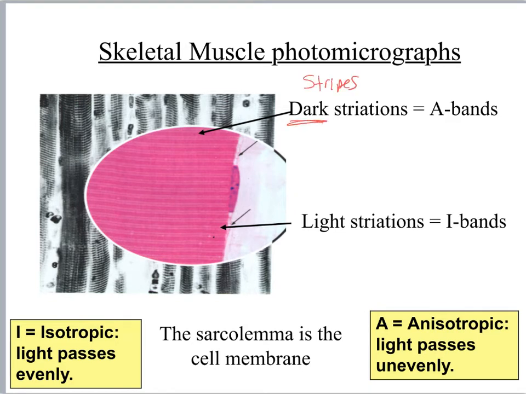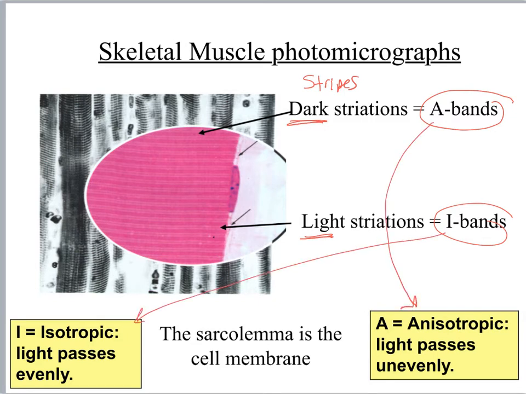And we're going to have a dark layer and a light layer. We can also call them the A bands or the I bands, which is referring to how well light passes through it. So the A bands kind of block the light, so they look darker. The I bands let light go through, so they look lighter. Okay? All right. Let's go ahead and continue looking at different pictures. Actually, no, I want to take some more notes and then we'll look at some more pictures.